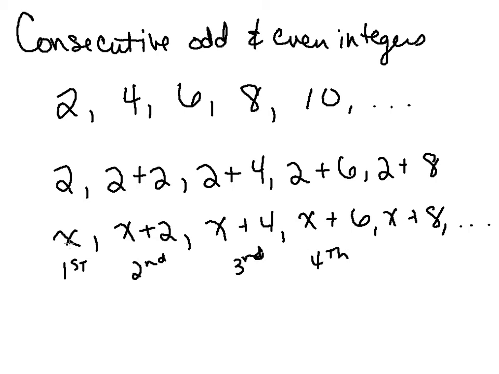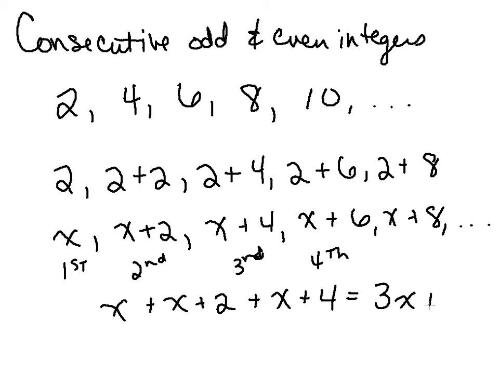If I wanted to sum the first 3 consecutive even integers, this would be my first, plus my second, and then this would be my third. At this point it is just combining like terms. So x plus x plus x gives me 3x, and then adding on the 6 at the end.